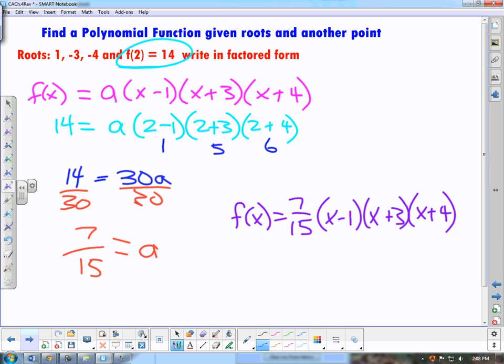And for this particular question, I'm not going to have you write it in standard form. Had I, you would have had to multiply all of that out, get an answer, and then take that answer by 7/15 at the end. At least that would be the easiest way to do that.